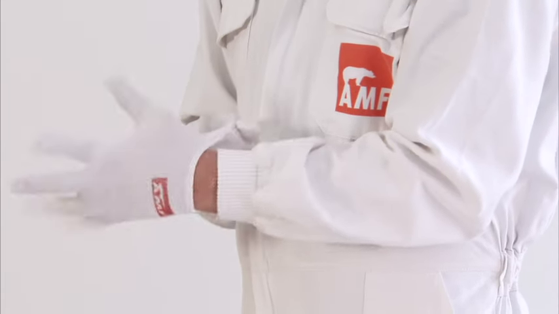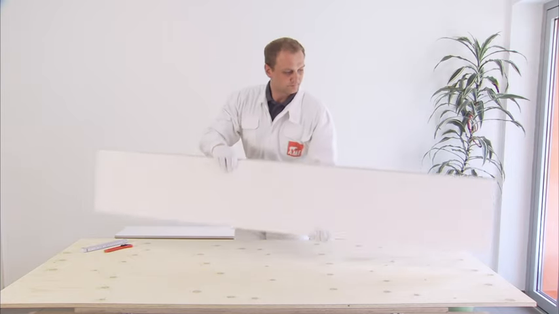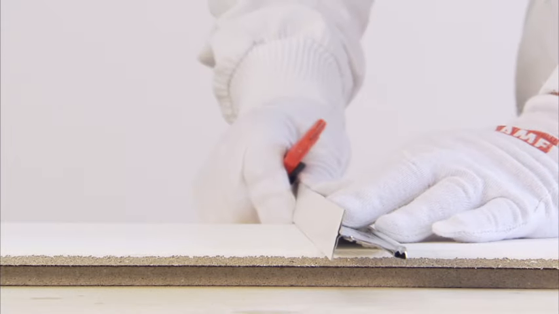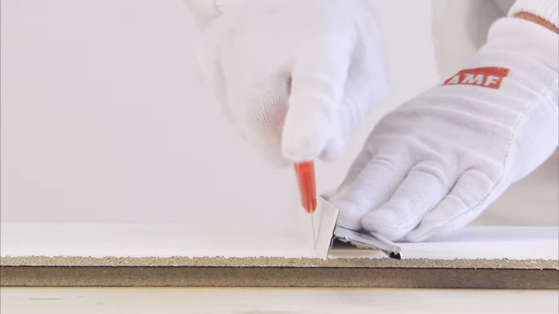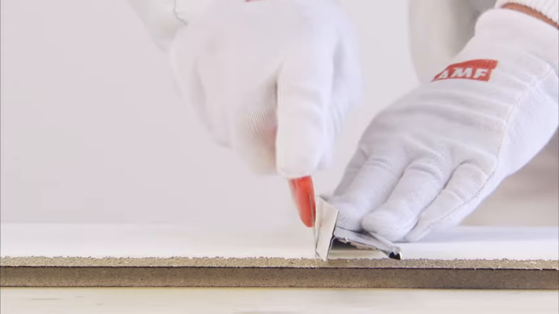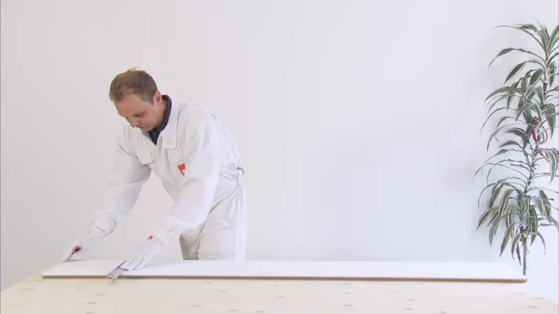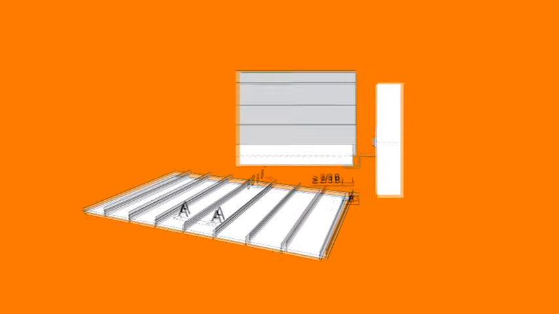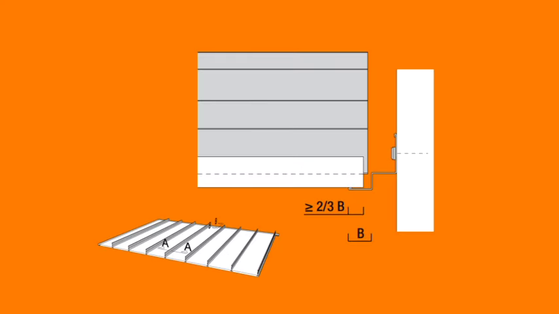Next up are the first ceiling elements, usually starting with a cut tile depending on the corridor's dimensions and room layout. All AMF mineral tiles can be easily cut using a standard Stanley knife. Please ensure that the tile is supported by at least 2/3 of the horizontal edge on which it rests.